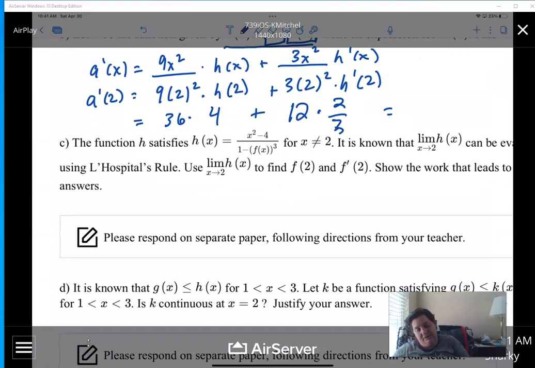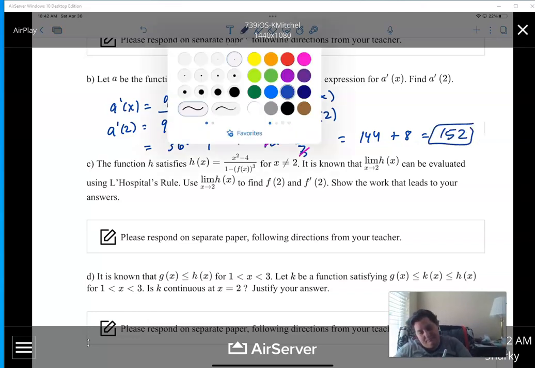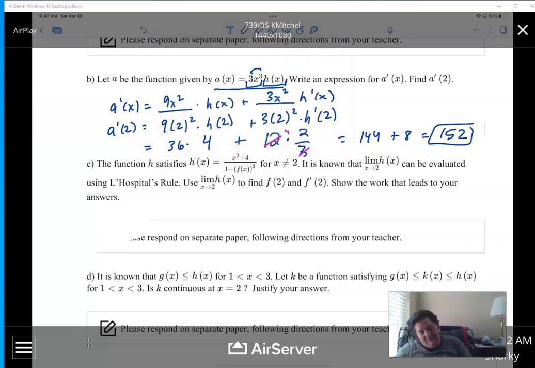All right, so let's go ahead and calculate this now. 36 times 4. Oh my goodness, when they make me do this without a calculator. Let's see. That's 120 and 24, so that's 144. Here it's like 3 goes into 12 4 times, so that's 8. So that equals 152. All right, cool. Let's read this next one.